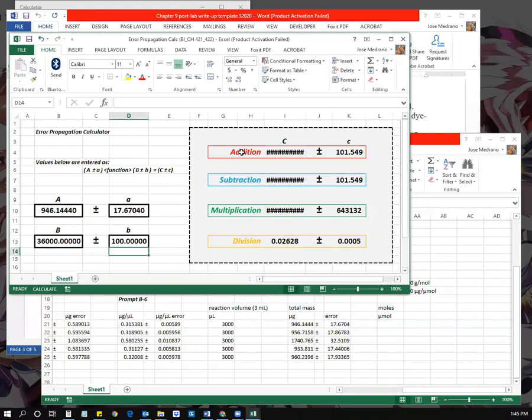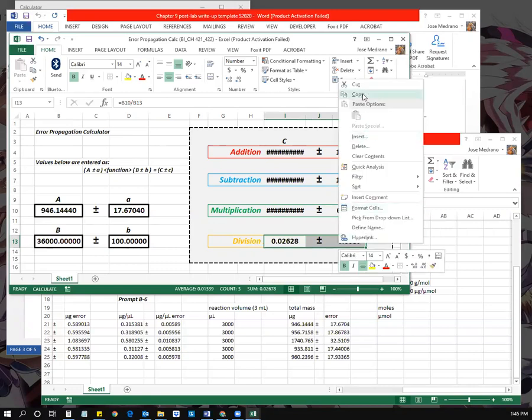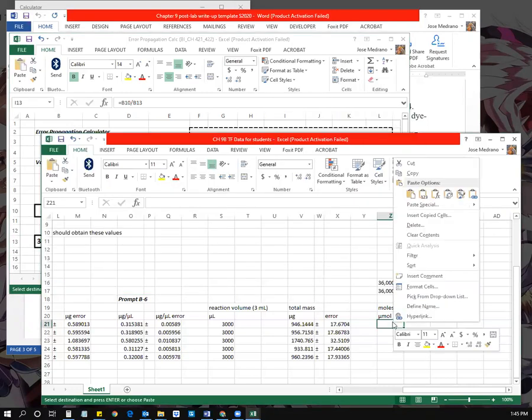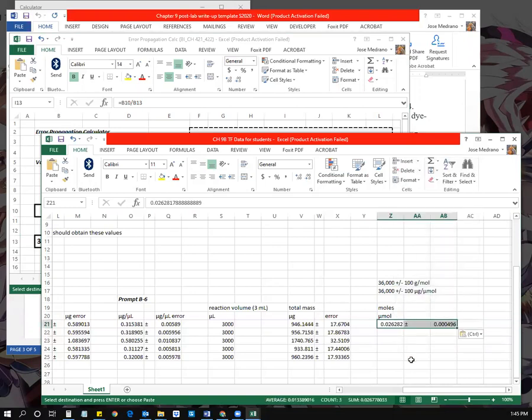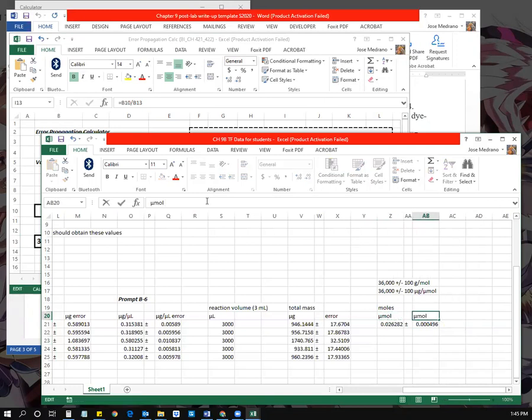I don't want to do addition or subtraction or multiplication between these two. I want to do division, and this is the value that I'm looking for. 0.02628 plus or minus 0.0005. So I'll just go ahead and copy this as is, and then paste just the values in there, and I'll just squeeze this a little bit together just to be clear as to what is what. That's going to be micromole error.